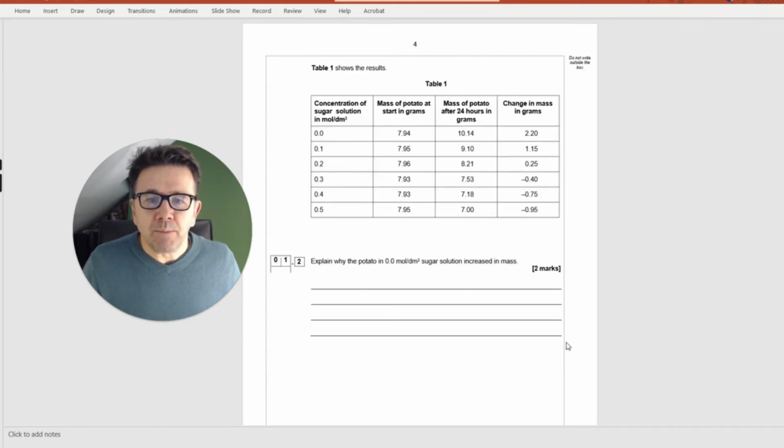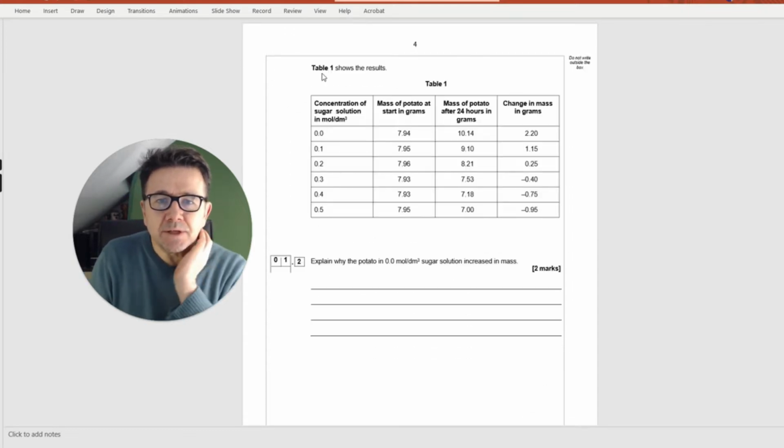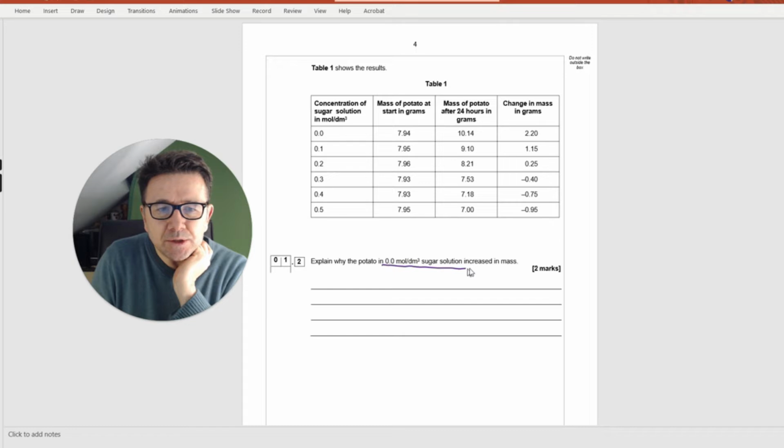Then it goes on to 1.2. It shows you some data, so it shows the results. You can see the mass of the potato at the start, after, and then the change in mass. And it says explain why the potato in 0.0 molar per dm cubed sugar solution increased in mass. So you can see that it increased by 2.2. Okay, and it's 2 marks.